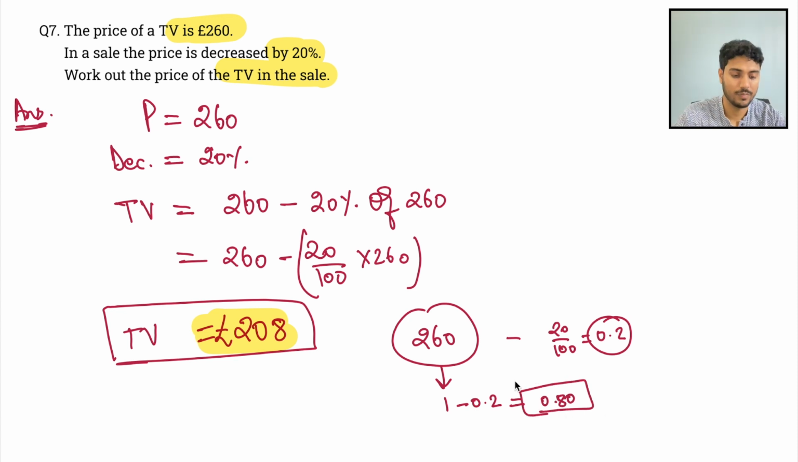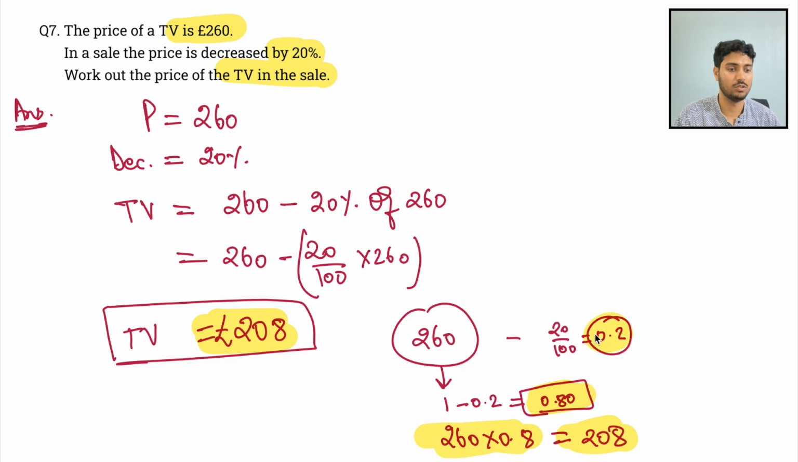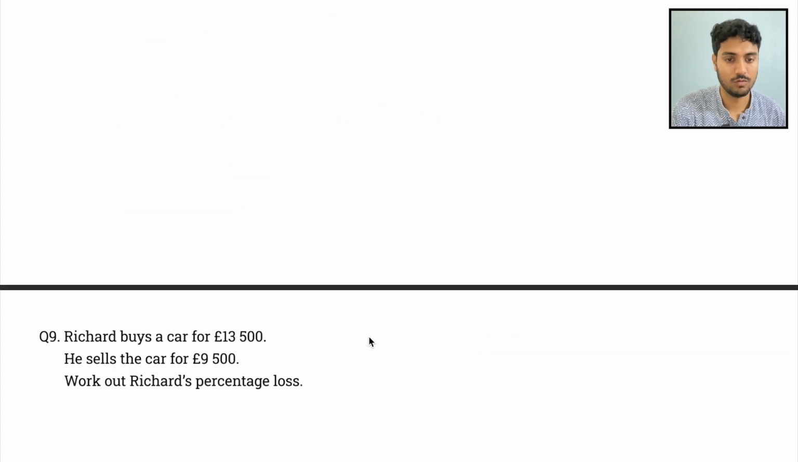So you multiply 260 with 0.8 and you will get your answer. 260 multiplied by 0.8 and you will get your 208 as the final answer. This is known as multiplier method, which is used to find the value in case of percentage increase and decrease. You can use whichever method you want to use. So let's move on to the next question.